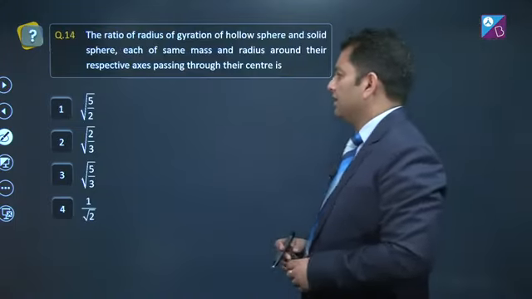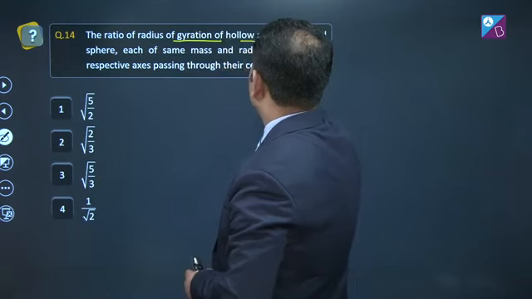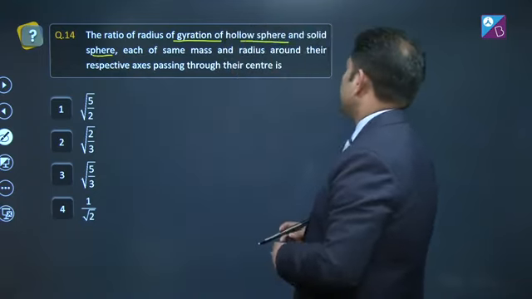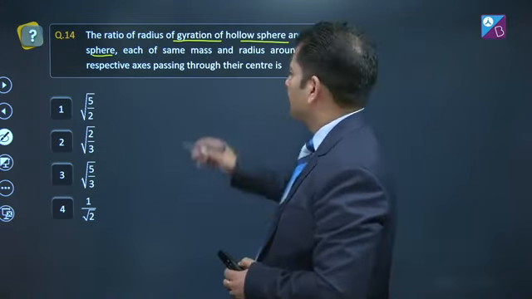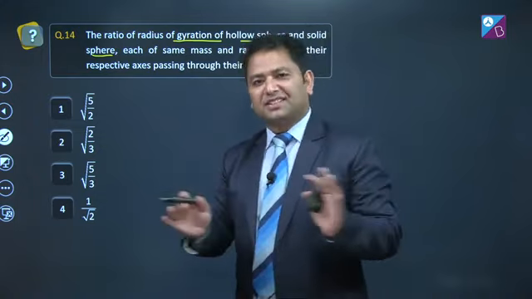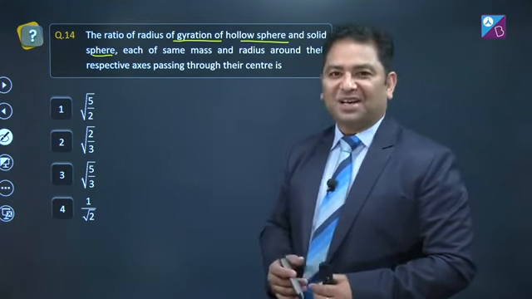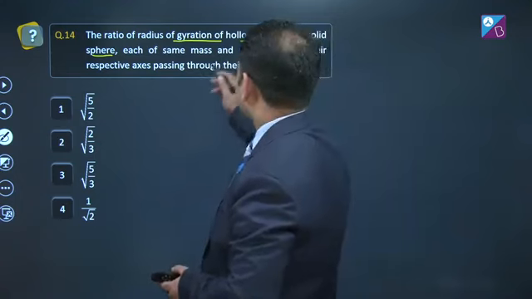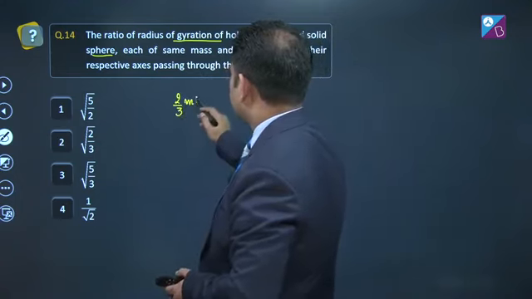Question number 14. Ratio of radius of gyration of hollow sphere and solid sphere, each of same mass and radius around their respective axis passing through their center. इसे आप radius of gyration कह दीजिए, radius of gyration कह दीजिए, it's the same thing. दोनों equally accepted है. नाम में क्या रखा है? What's there in a name?